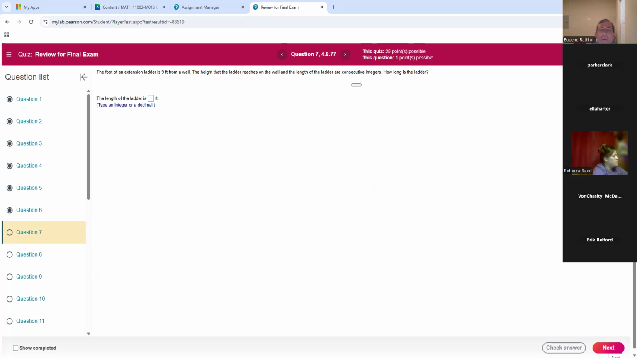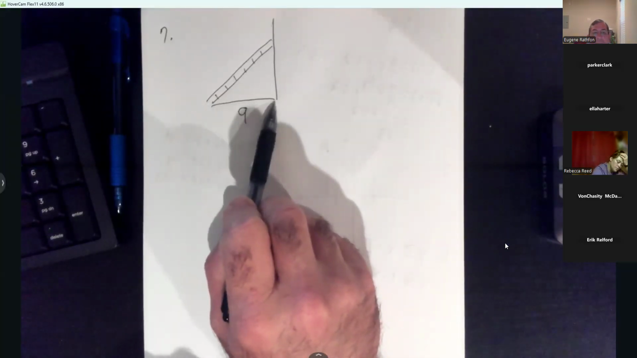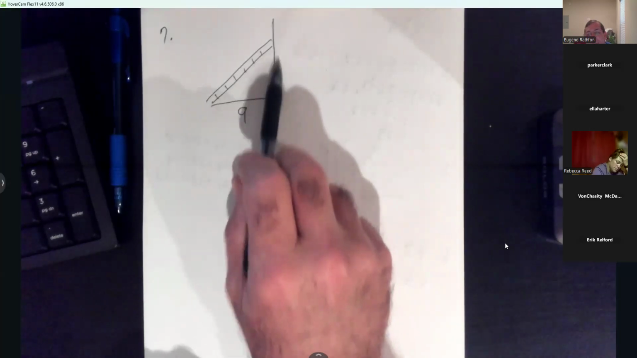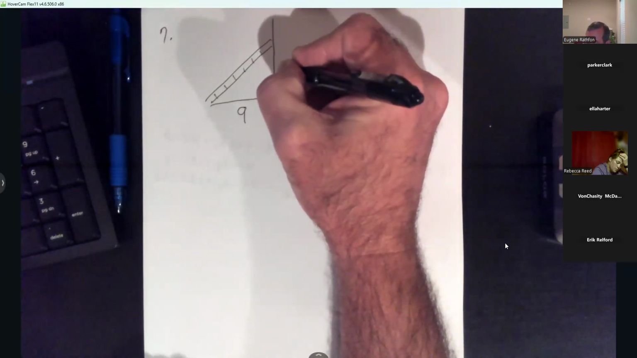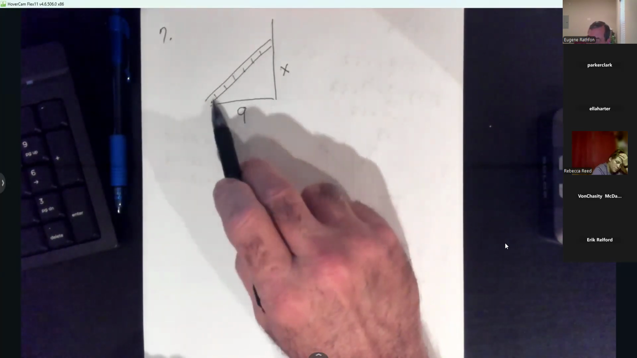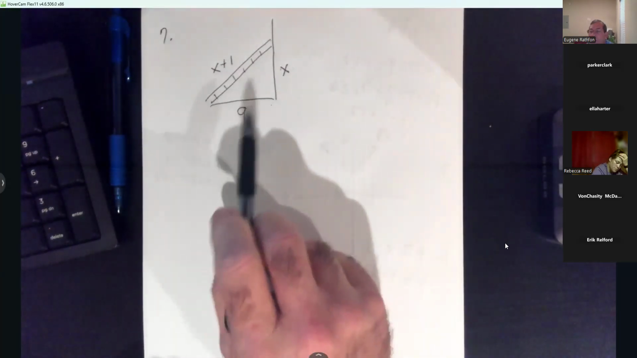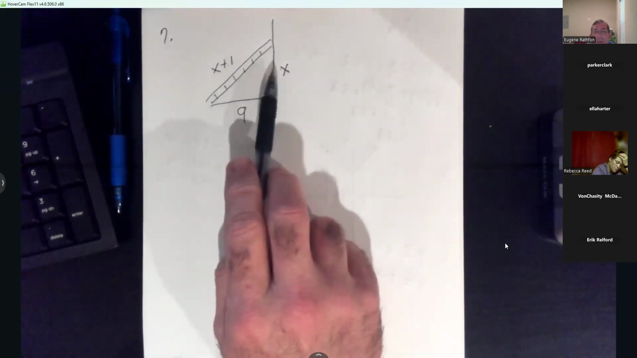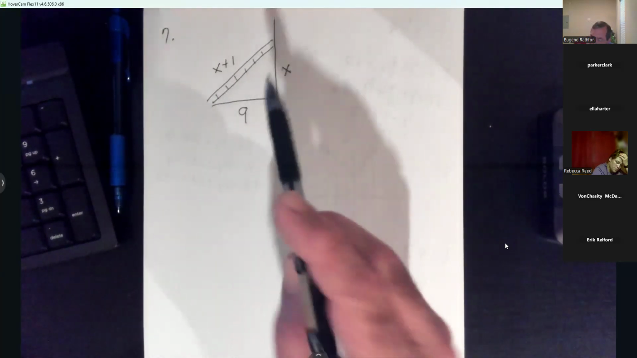So y'all, let me show you what I'm doing on that. All right, so the foot of my ladder was 9 feet from the wall here. Then it told me the height right here that the ladder reaches on the wall and the length of the ladder are consecutive integers. So that means if the height the ladder reaches on the wall is x, then the length of the ladder is going to be x plus 1. So that's what they mean by consecutive integers. If this was 5, 5 plus 1 would make that 6 and vice versa, okay?